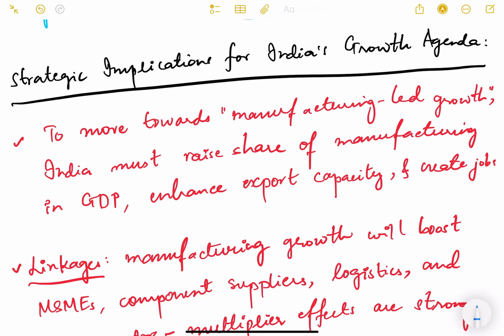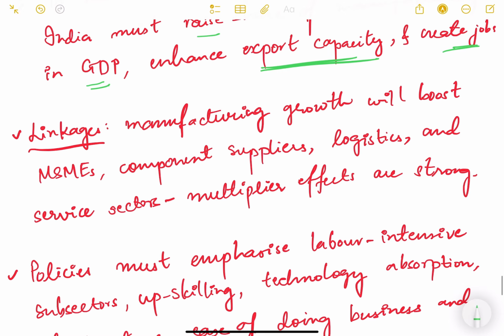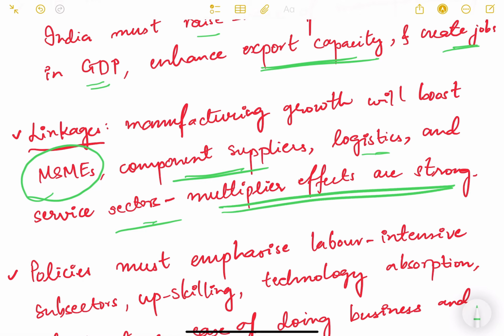What are the strategic implications for India's growth agenda of the manufacturing sector? In order to move towards manufacturing-led growth, India must raise the share of manufacturing in GDP, enhance export capacity and create jobs. What are the linkages? Manufacturing growth will boost MSMEs, component suppliers, logistics and service sectors. There is a multiplier effect on the economy.